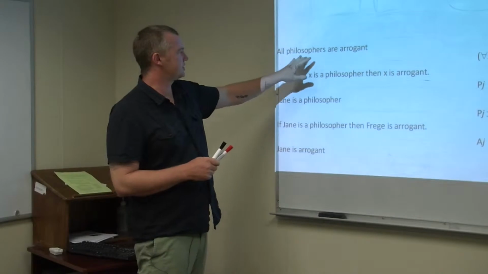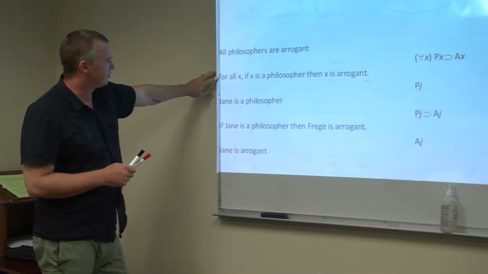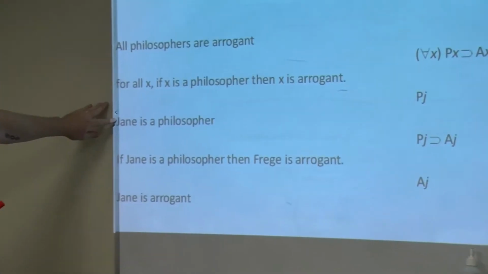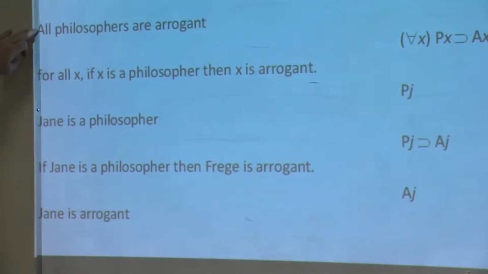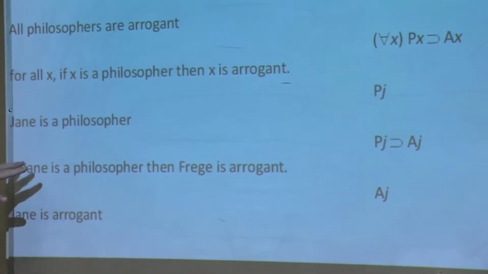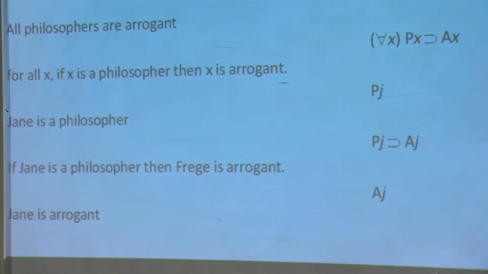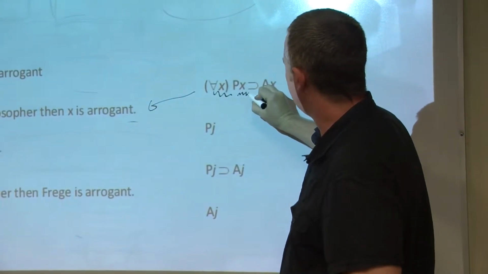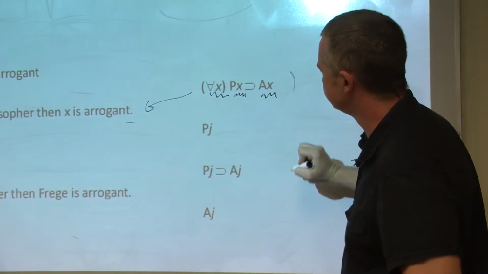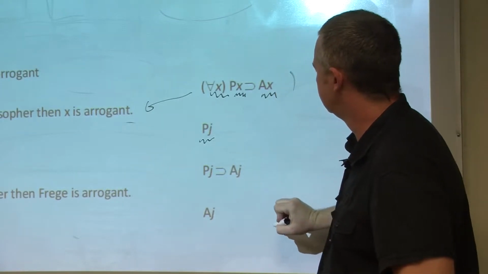So let's read the English first. It says, all philosophers are arrogant. Jane is a philosopher, and therefore Jane is arrogant. So let's read it again. All philosophers are arrogant. Jane is a philosopher. So Jane is arrogant. Okay, let's go through the formal representation. What we're saying here, and I've given you the translation, is for all X, if X is a philosopher, then X is arrogant. Okay. Next one, Jane is a philosopher.